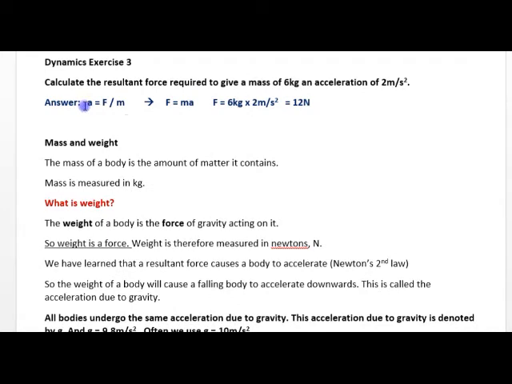Third exercise. Calculate the resultant force required to give a mass of 6 kg an acceleration of 2 meters per second squared. So, acceleration is force divided by mass. Therefore, force equals mass times acceleration. Mass given, 6 kg. Acceleration 2. That gives 12 newtons.